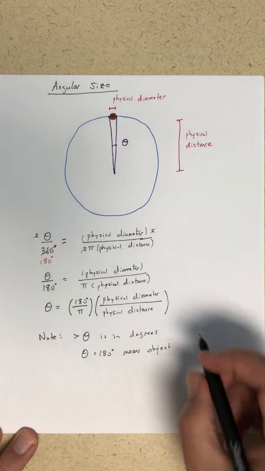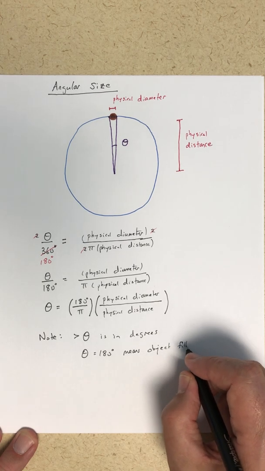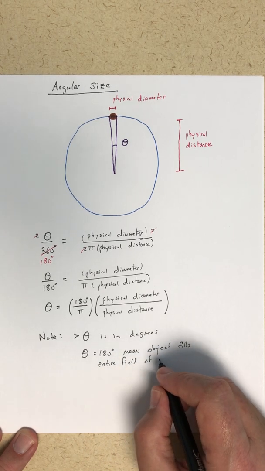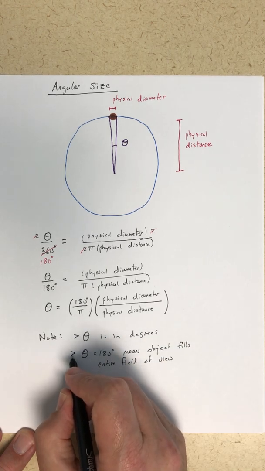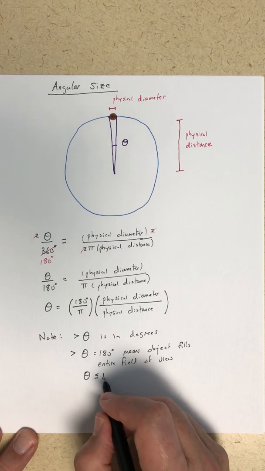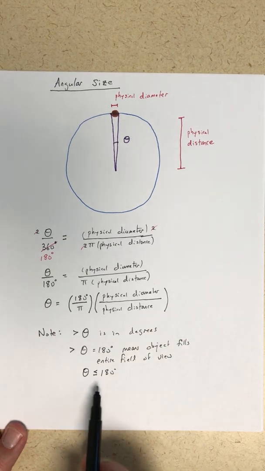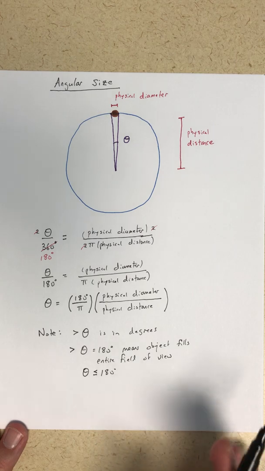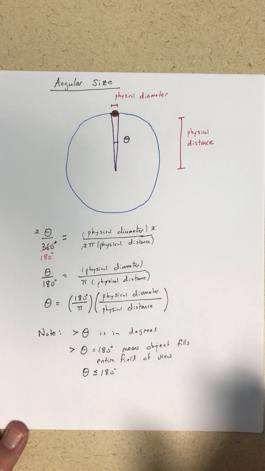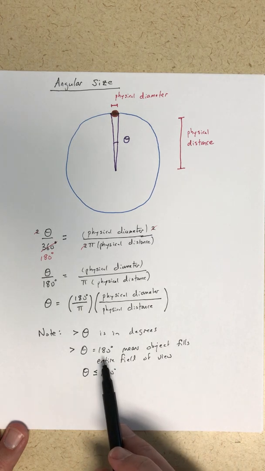So an angular size of 180 degrees means the object fills your entire field of view. So theta has to be less than or equal to 180 degrees. You can never have it be bigger than 180 degrees. So if you go through a calculation and you come up with an angular size of 2 million, you're definitely wrong. There is no possibility, because something that fills your entire field of view is just 180 degrees.